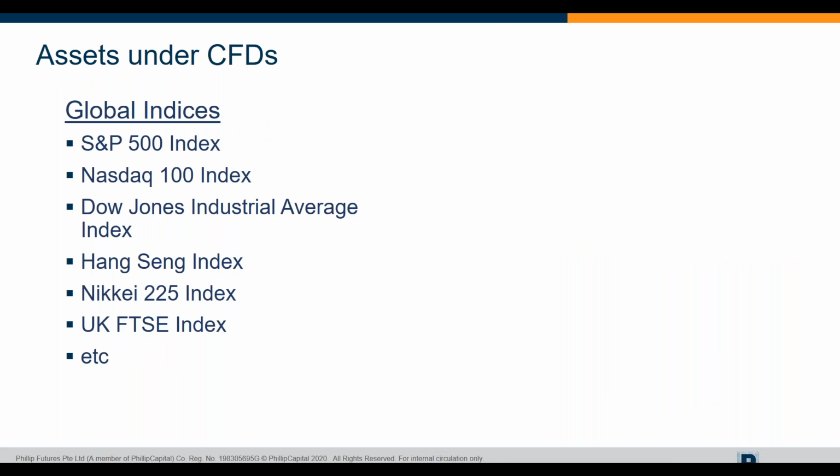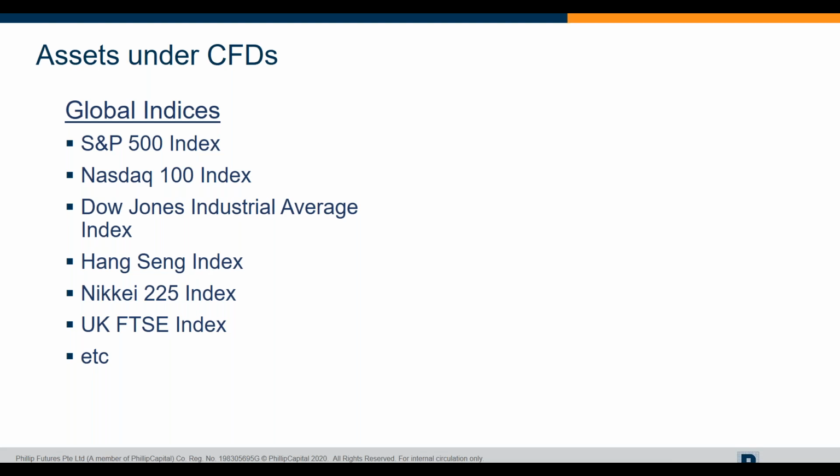The first type, elaborating more on global indices. For those who may not be so familiar, a global index is basically a basket of individual stocks. For example, the S&P 500 or Nasdaq 100 is a basket of the top 500 companies in the US. People who want to invest in or trade indices want to participate in the movement of the entire stock market, the rise and fall, without zooming into individual stocks.